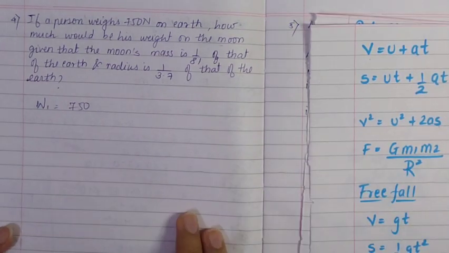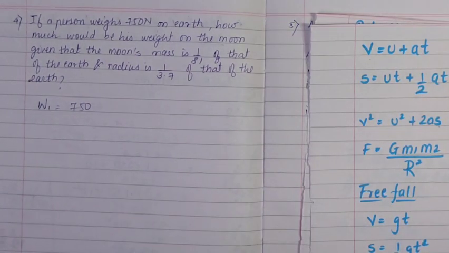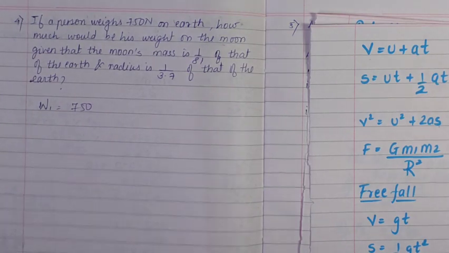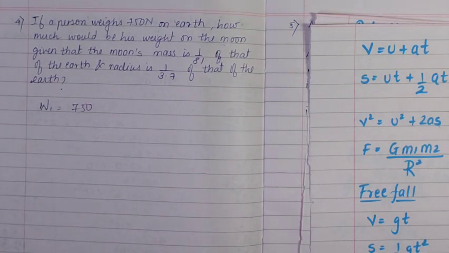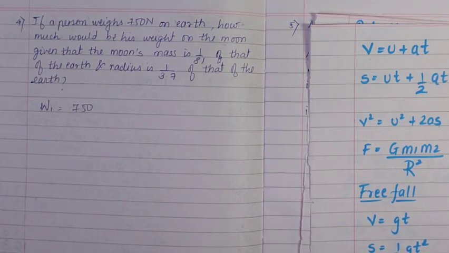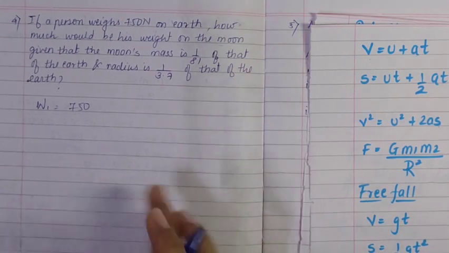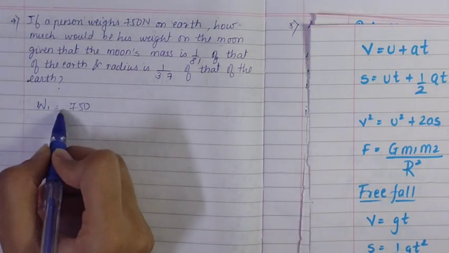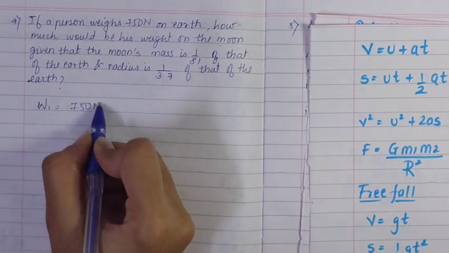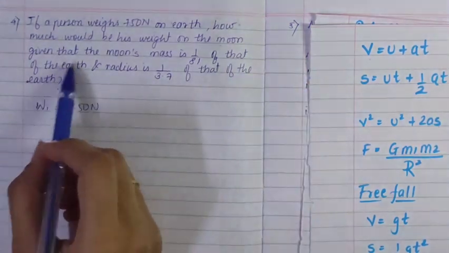The next sum says, if a person weighs 750 Newton on Earth, how much would his weight be on the moon, given that the moon's mass is 1 by 81 of that of the Earth and radius is 1 by 3.7 of that of the Earth. Okay, so they have given W1, that is weight of some person is 750 Newton. Okay, after that what have they asked?